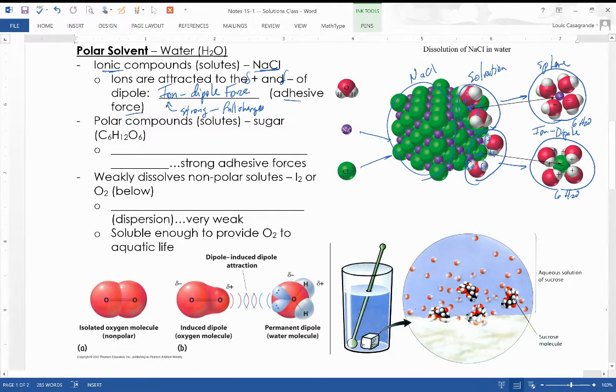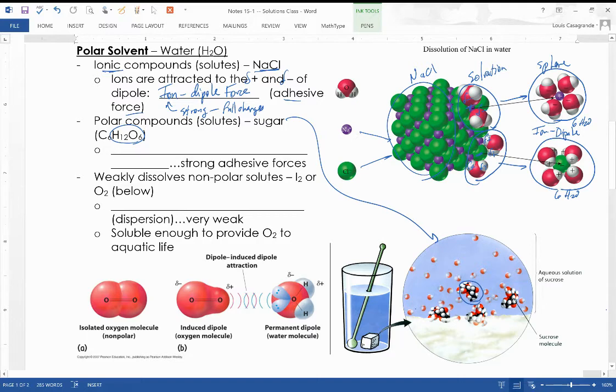Now, sugar, C6H12O6, is a polar compound. When it dissolves, it doesn't split up into ions. Instead, what happens is, because sugar has a lot of OH bonds. And if you look down below here, this is sugar dissolving. And here I've got a picture of sugar.